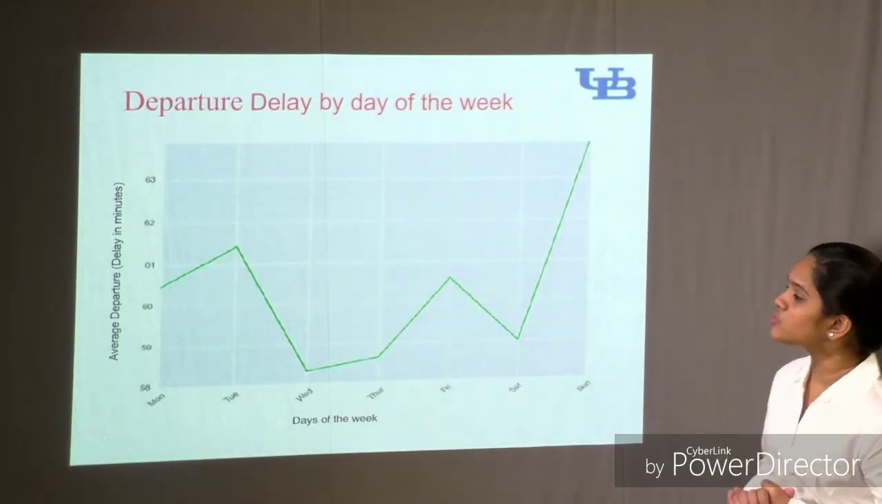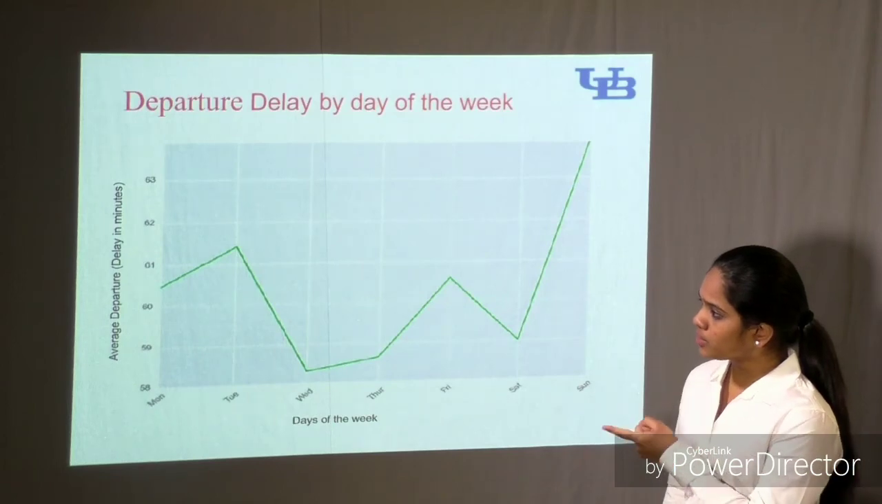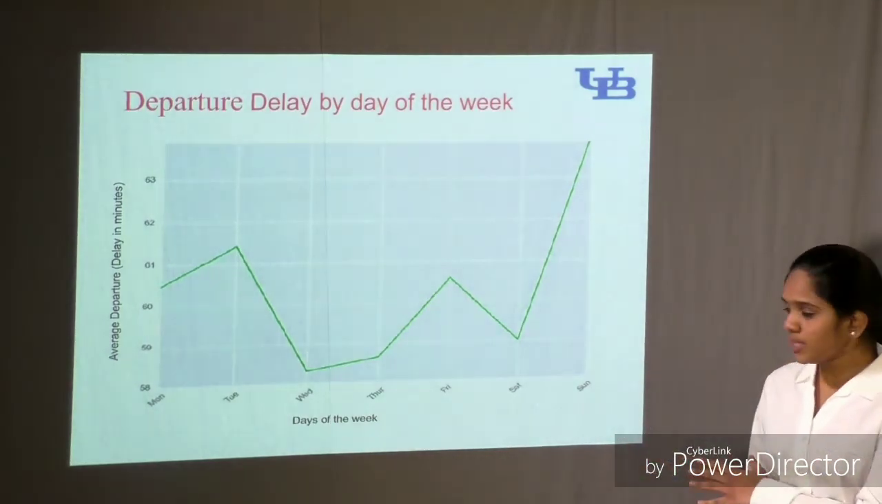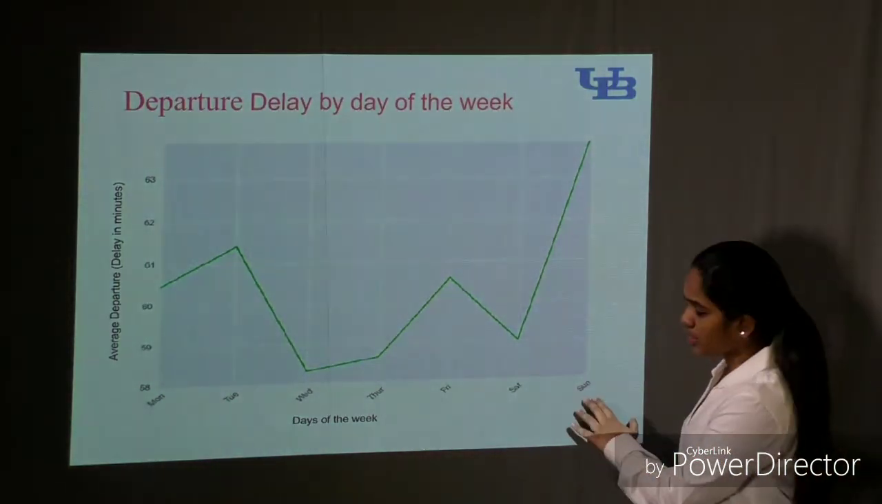And then when it comes to the next graph, this is the graph about average departure delay plotted against the days of the week. We can see that here the curve goes very high on the weekend, that is on Sunday.